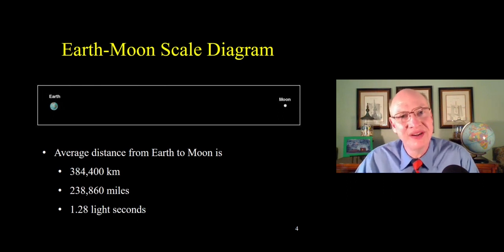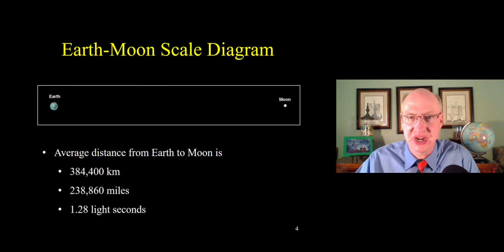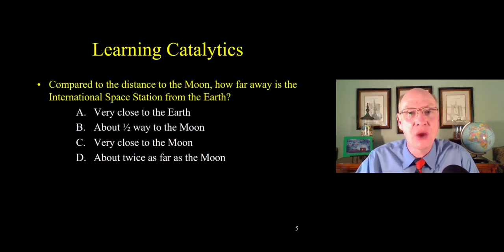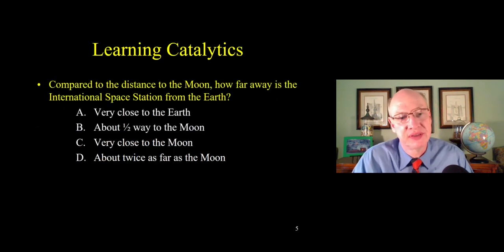The question is, where is the International Space Station on our scale model? On our scale model with the globe of the Earth, is the International Space Station very close to the Earth? Is it about halfway to the Moon? Is it very close to the Moon? Or is it about twice as far away as the Moon? So again, you can pause the lecture here, go into Learning Catalytics, and answer this question. How close is the International Space Station from the Earth in our scale model?